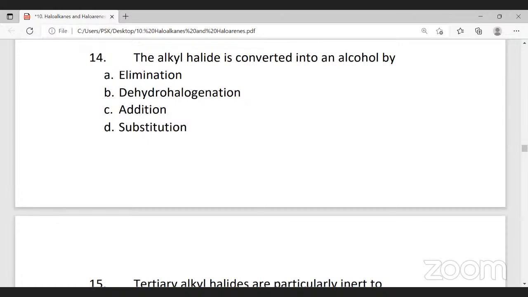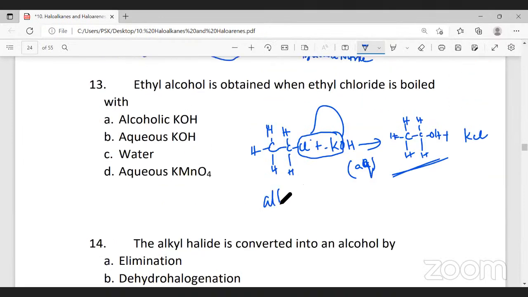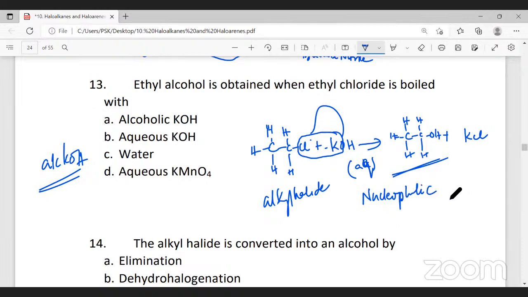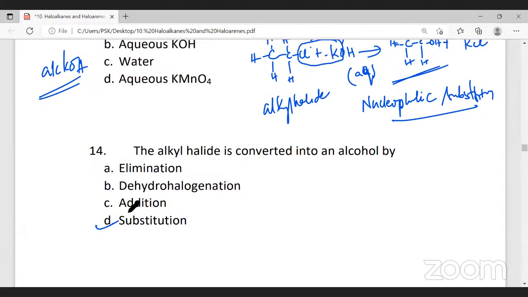Now, this reaction only we did previously. What is this reaction? So this is an alkyl halide. With aqueous KOH, not dehydrohalogenation. When I use alcoholic KOH, it is dehydrohalogenation. It's called elimination, sir? No. It's called nucleophilic substitution reaction. In place of Cl, what has been substituted? OH. Therefore, specifically it is called nucleophilic substitution reaction. So here they've given just substitution. Therefore, the answer for this question will be option D.